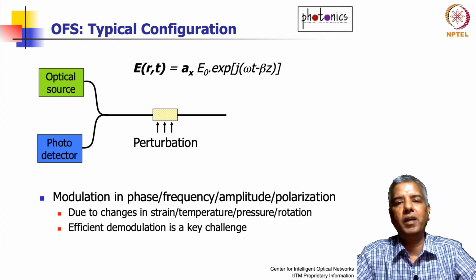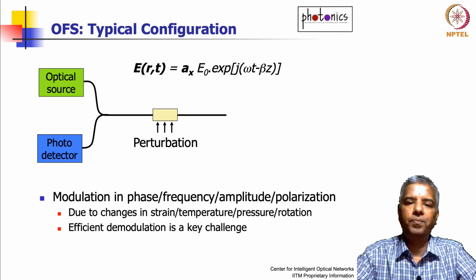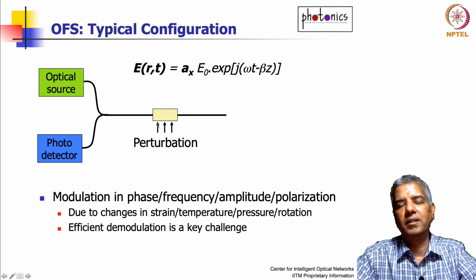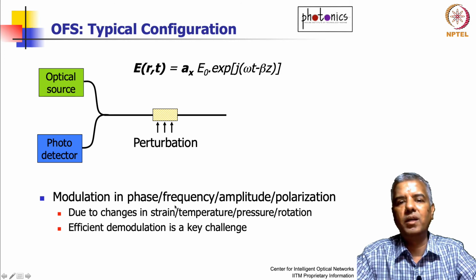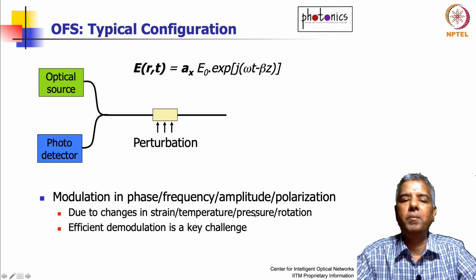And the information that we are trying to gather here is essentially the perturbation of the fields or the optical wave that's propagating down the fiber. The perturbation is changing all these characteristics like phase, frequency, amplitude, and polarization. So it results in the modulation of that. And this could be due to the perturbation, which could constitute strain, temperature, pressure, rotation, all these physical parameters.